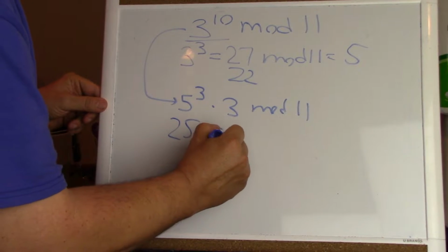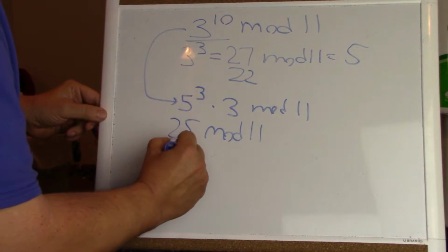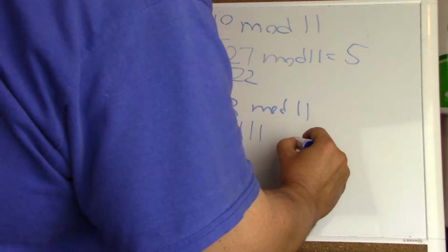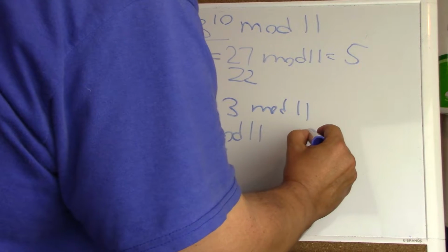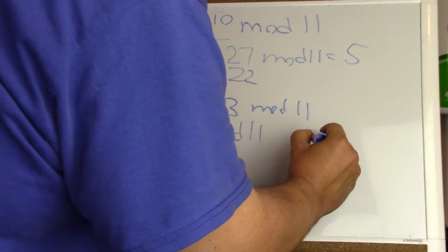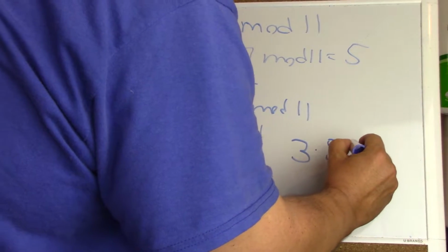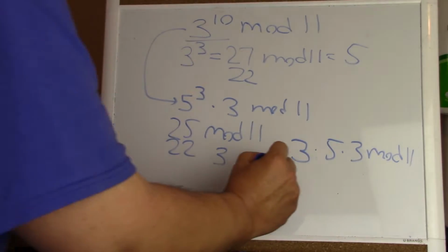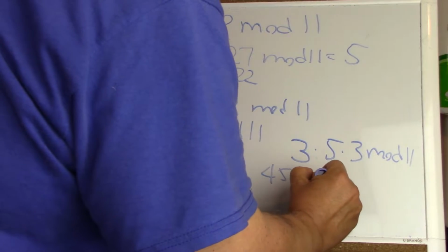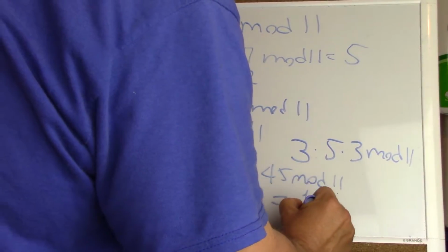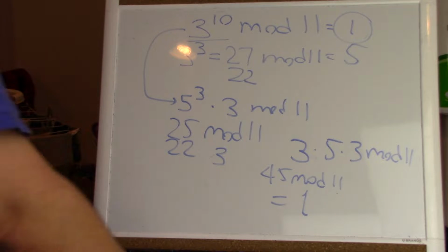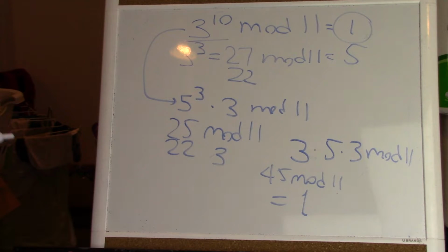25 mod 11 is 3. So this becomes 3. There's only 2 here, times 5 times 3 mod 11. This is 45 mod 11, which equals 1. Okay? Okay, let's do another one.